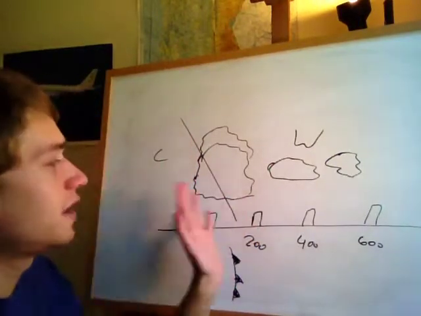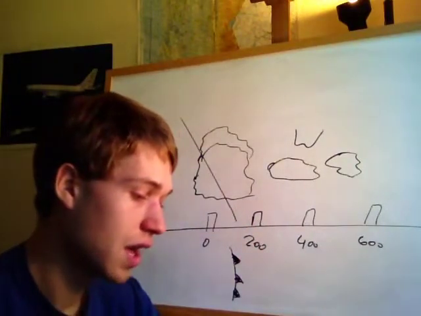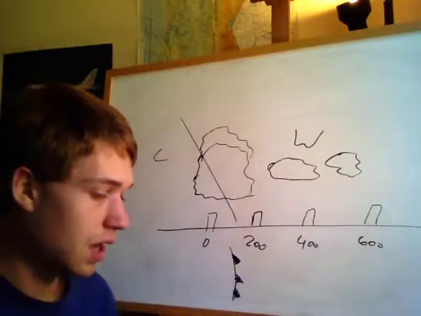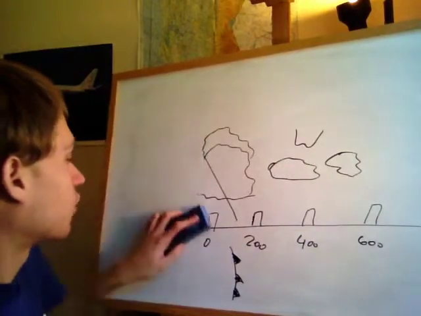So cold fronts, they're fast moving, they tend to bring more violent weather and turbulence, and they also clear up quicker as well. And so that is the difference between warm fronts and cold fronts.